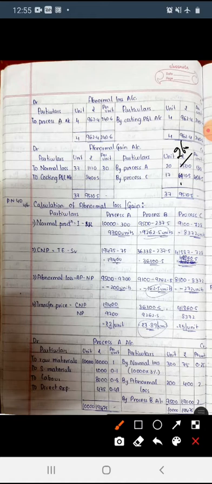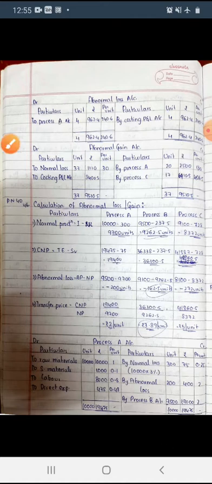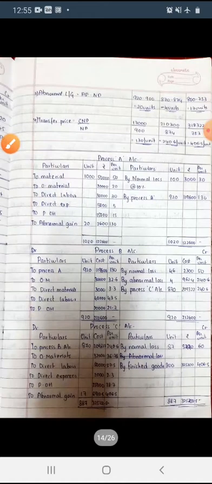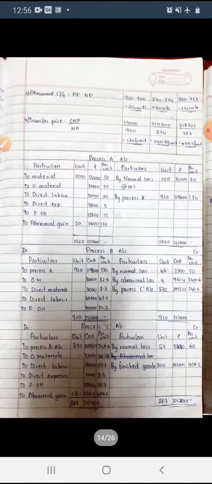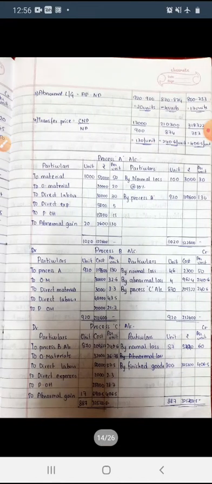You should adjust the abnormal gain to the normal loss, okay. Abnormal gain to the normal loss under the C. How much is the normal loss? See, under the process, first see the process C. Normal loss is how much? 100 units are there. Here only the 37 units. Out of 100 units, you can adjust only the 37 units.